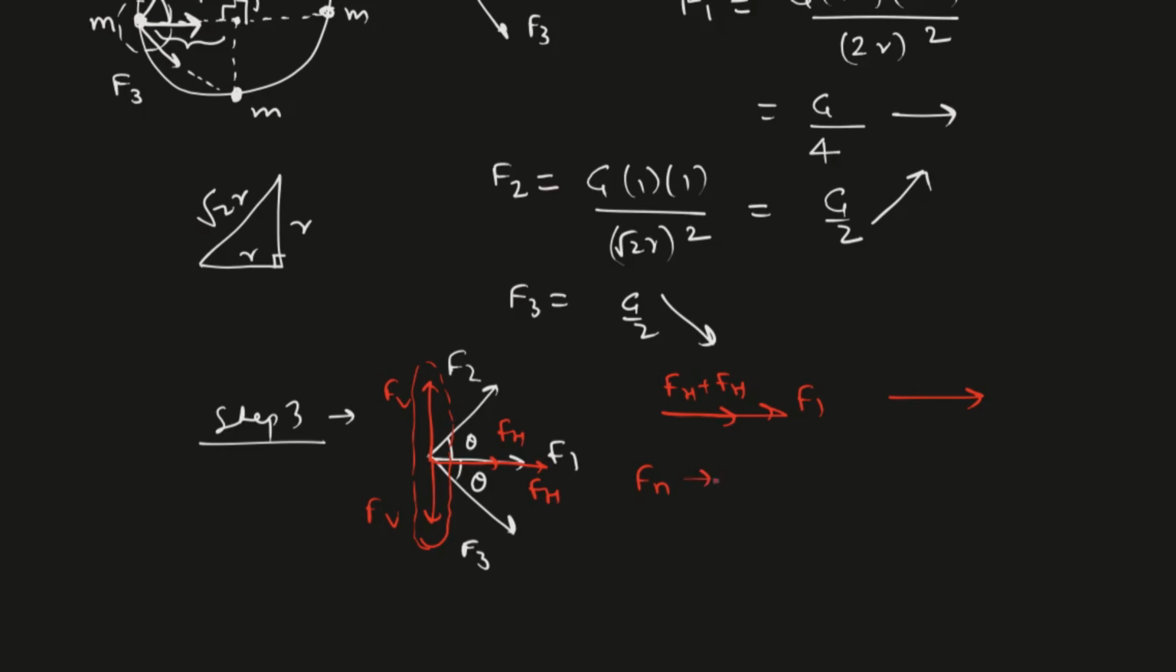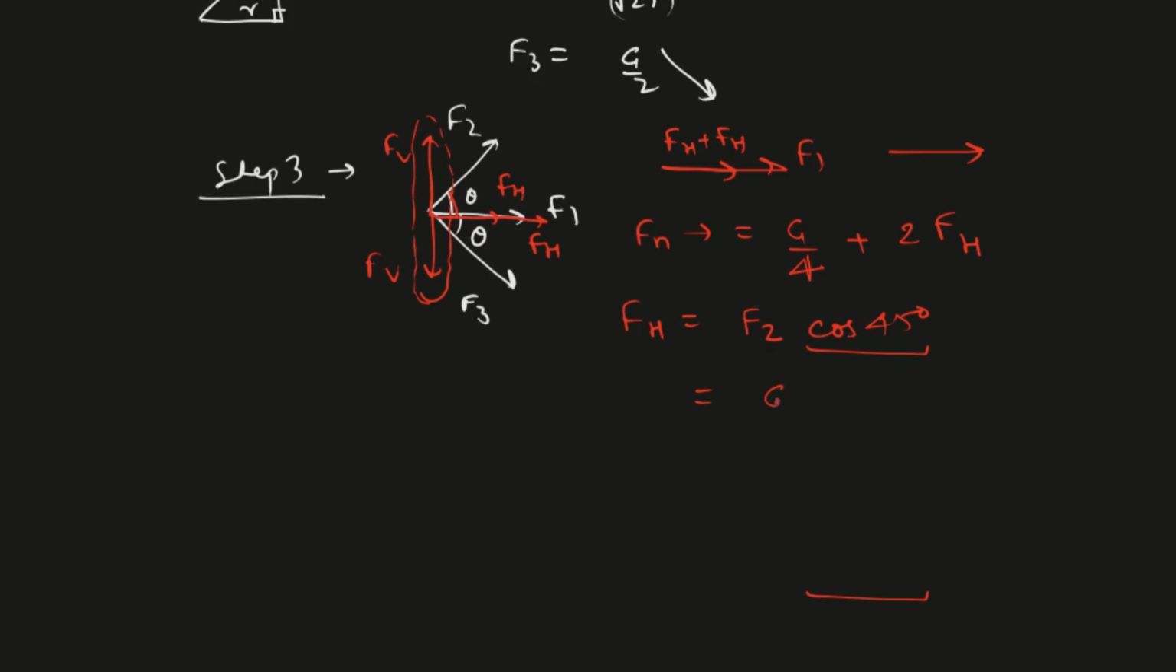So let's add everything up. The net force, which is horizontal, is simply G by 4 plus 2 times FH. And how to find FH? FH is simply F2 cos 45. This is the force, and this is the horizontal component. This is theta, so this is cos 45. Let's solve this. We know F2 is G by 2 and cos 45 is 1 by root 2. So the net force is G by 4 plus 2 times G by 2 times 1 by root 2. And this becomes G by 4 plus G by root 2. So this is the net force.